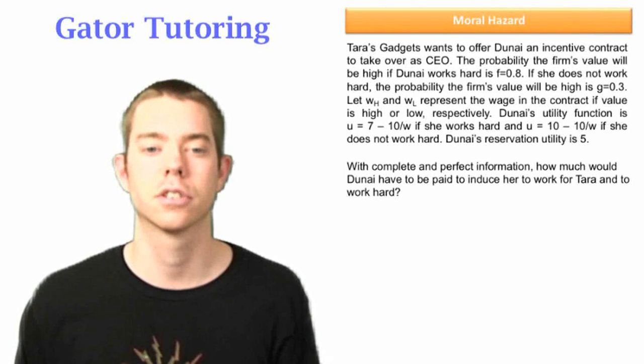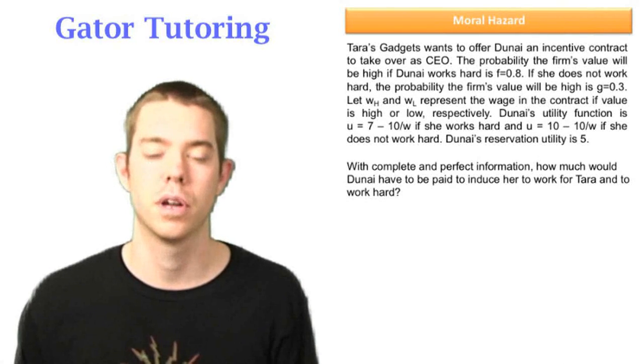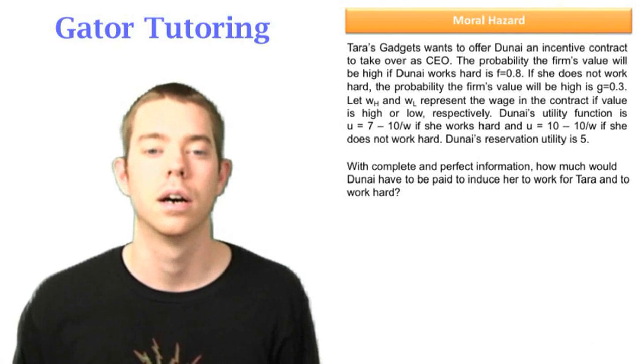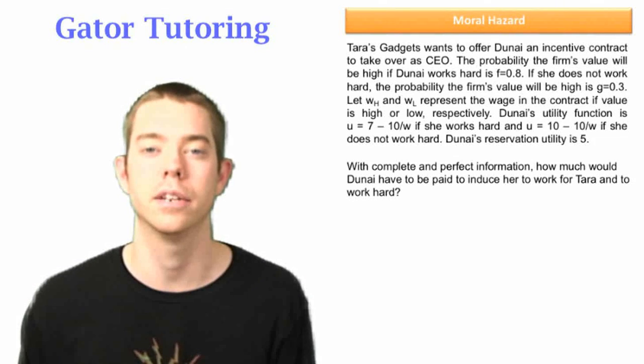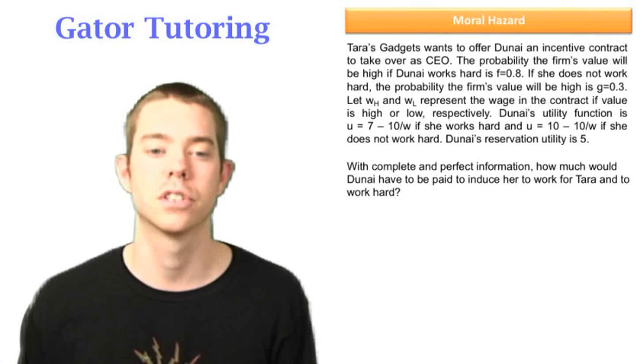It says Terrace Gadgets wants to offer Deny an incentive contract to take over as CEO. So we identified this as a moral hazard question. We're trying to hire somebody, and it tells us some different information. It says the probability that the firm's value will be high if Deny works hard is 0.8. So F is 0.8. If she does not work hard, the probability that the value will be high is 0.3.